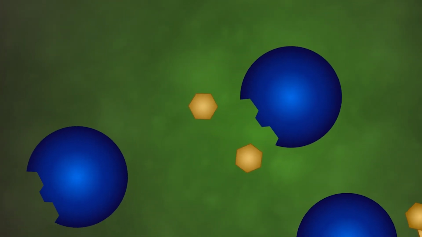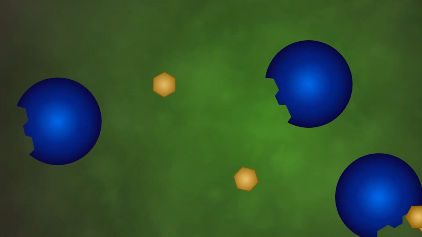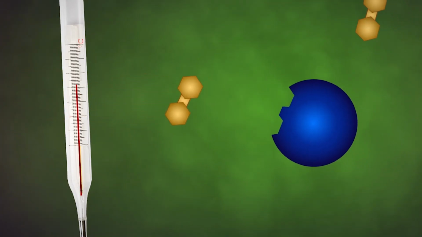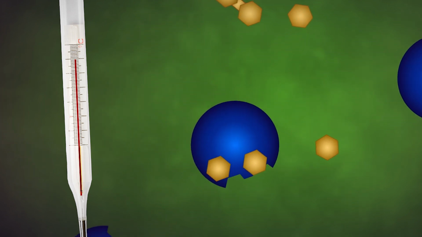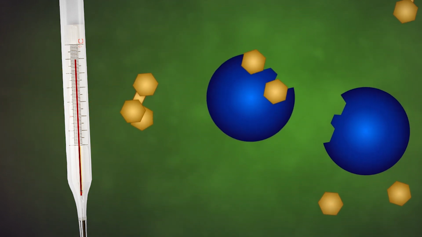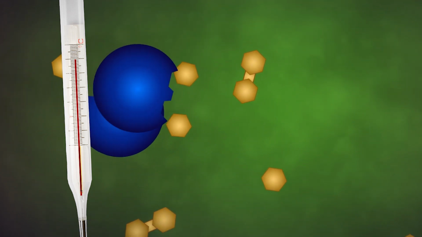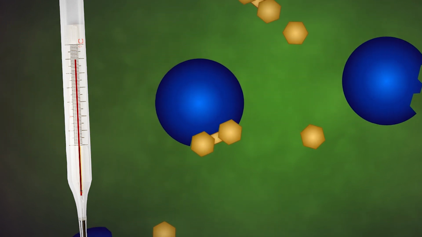Changing the temperature can affect the rate of an enzyme catalyzed reaction. As the temperature increases, so does the rate of reaction. This is because the molecules have more energy, enabling them to move around faster, which increases the chance of them colliding with each other and reacting.